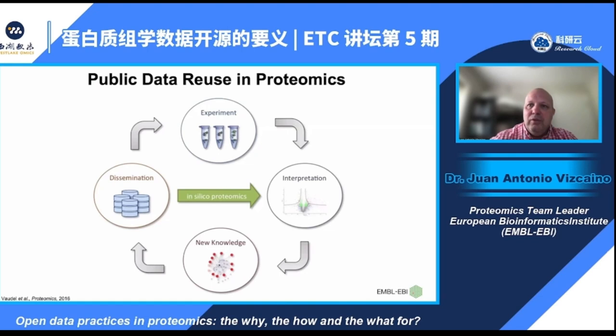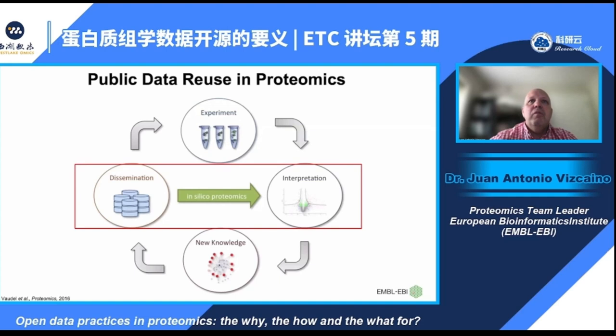without stopping. But now, because of all this data that is available in the public domain, it is possible to shorten this circle a little bit. So for the information that is available in databases, like ProteomeXchange resources, PRIDE in particular, it is possible to perform what we call in silico proteomics experiments that of course generate new interpretation, new knowledge that can be published independently, and then generate new ideas to perform new experiments, and of course to perpetuate this virtuous circle of proteomics data reuse.